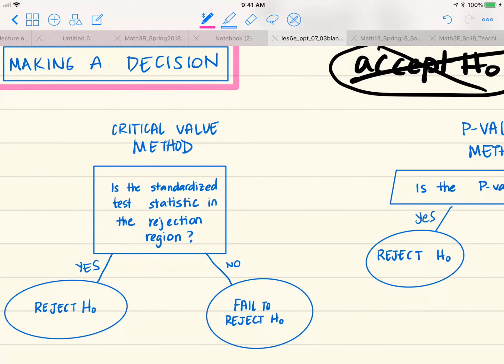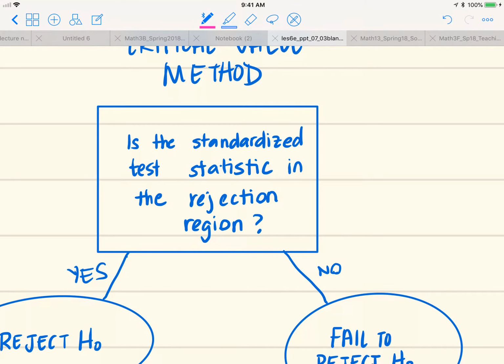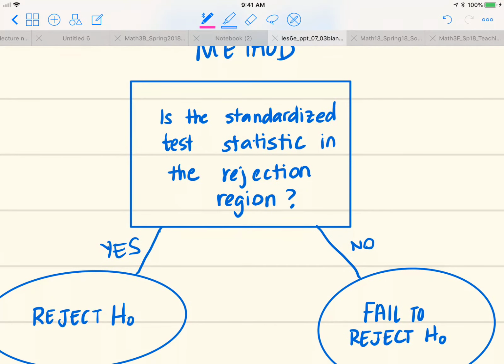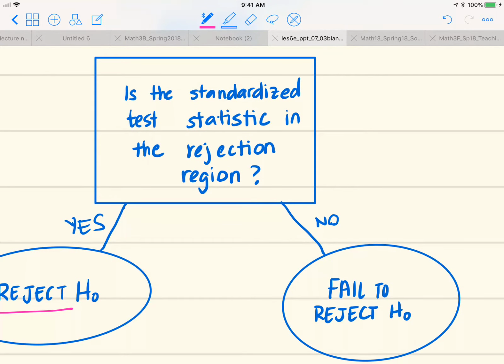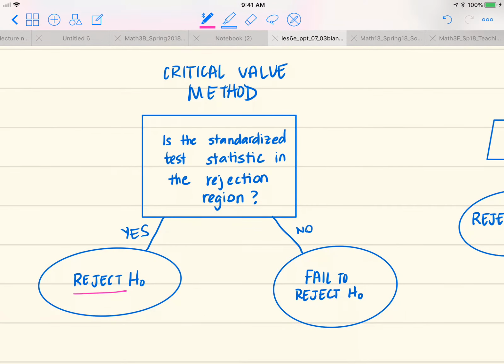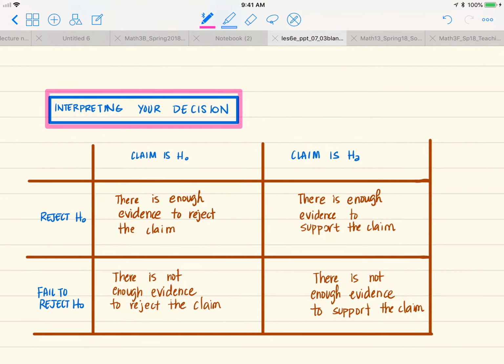If you're using the critical value method, then you ask yourself one question. Is the standardized test statistic in the rejection region? If it's in the rejection region, then reject, right? In some ways this is simpler to remember, because if it's in the rejection region, reject H naught. If it's not in the rejection region, then fail to reject H naught. Okay? And now the last step again is interpreting your decision.